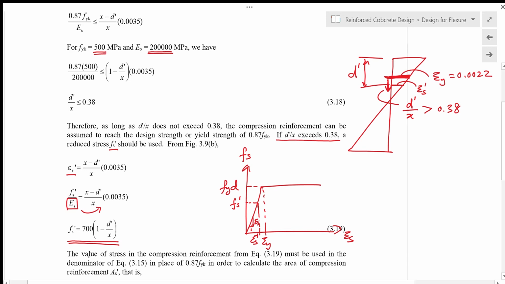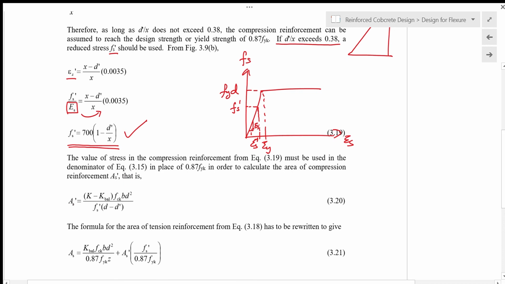So the value of stress in the compression reinforcement from equation 3.19, which is this equation here, must be used in the denominator of equation 3.15 in place of 0.87 fyk in order to calculate the area of the compression reinforcement As prime. So that is As prime equals (k minus k balance) fck b d square over fs prime (d minus d prime). Now the stress in the steel is not the design stress, so we must use fs prime, because the stress fs prime is less than the design stress of 0.87 fyk.